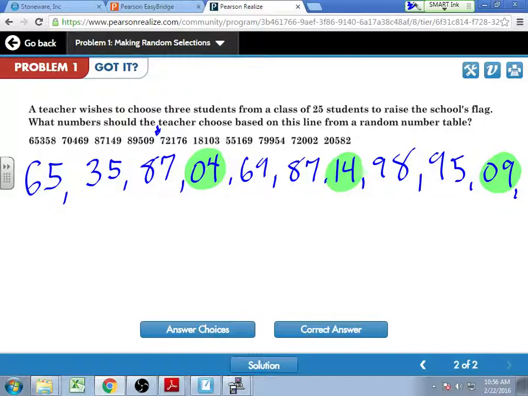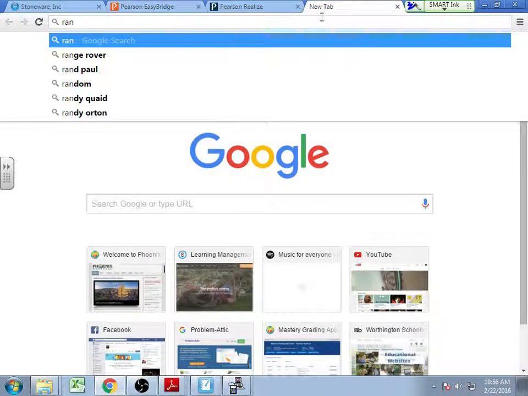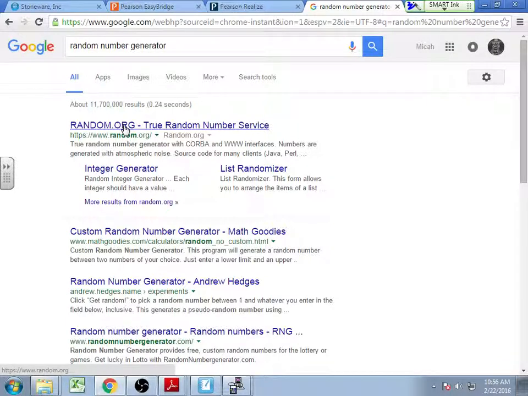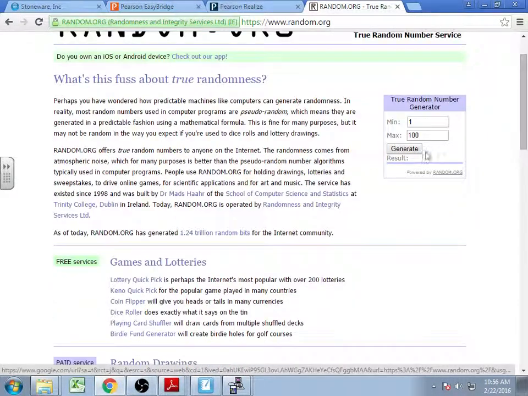So when you go online, you may not always have a TI-83, but if you just search random number generator, random.org is pretty good. You can do a min and a max, and it just generates off there. I could do a min and a max of 25 if there's 25 students.